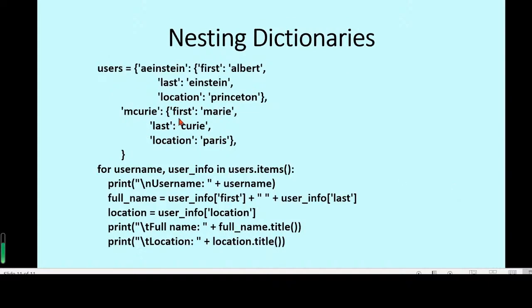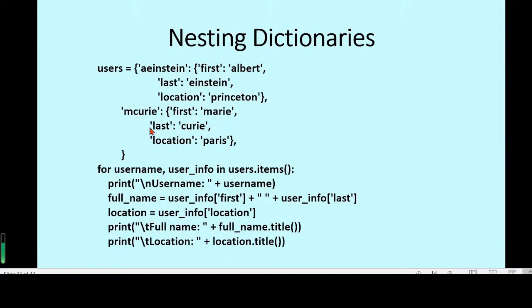We create a dictionary. Inside this dictionary, for the key Einstein, who is a person, we store another dictionary as the value of this key. And for Marie Curie, we store another dictionary as the value of this person. Next, inside each dictionary value, there are three pieces of information: the first name, last name, and the location for this person.